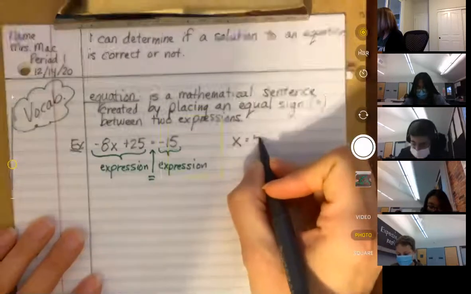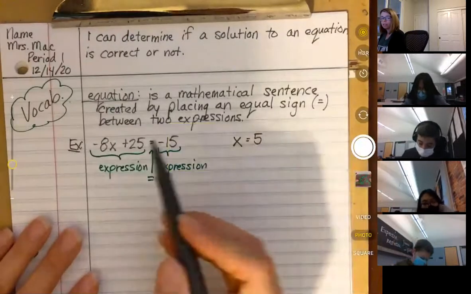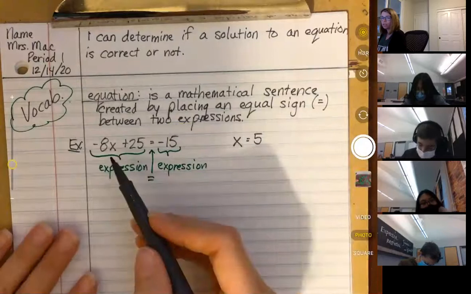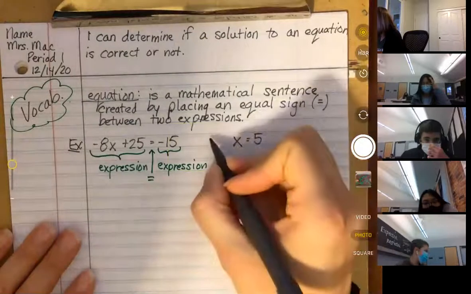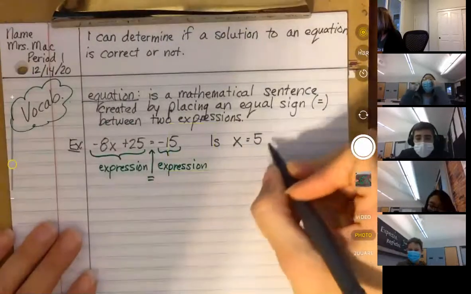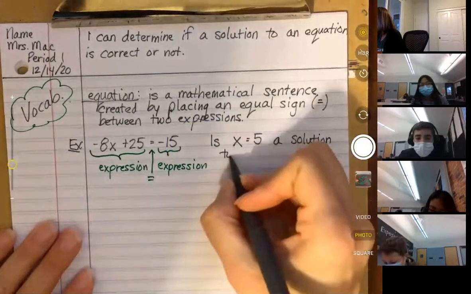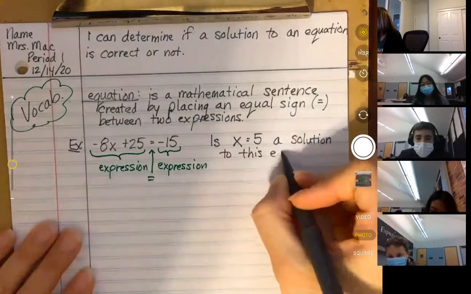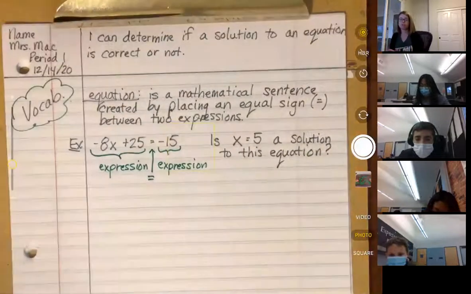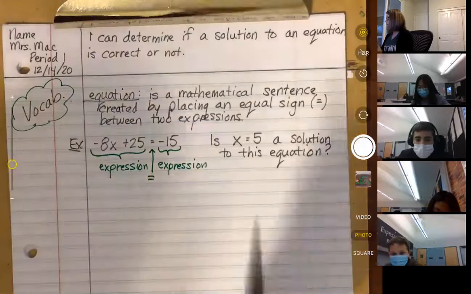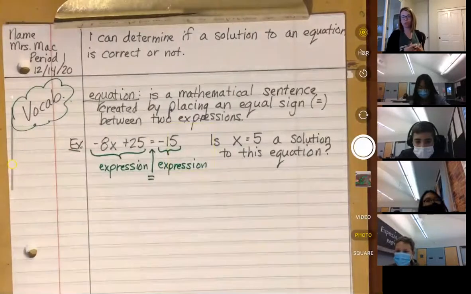is equal to 5, okay? So to figure out if this is a solution to this equation, we're going to have to substitute it in just like we did for our expressions, okay? So I'm going to say, is x equal to 5 a solution to this equation? So that's the question that we're answering here. We're just trying to figure out, hey, if I give you a value for x, we need to find out if that is going to work in our equation.